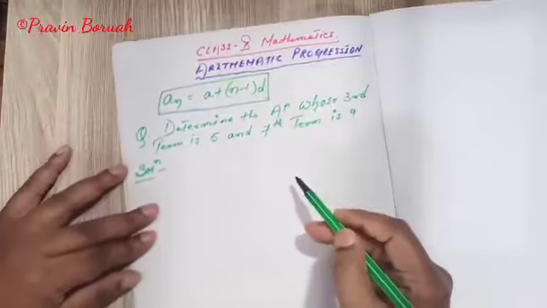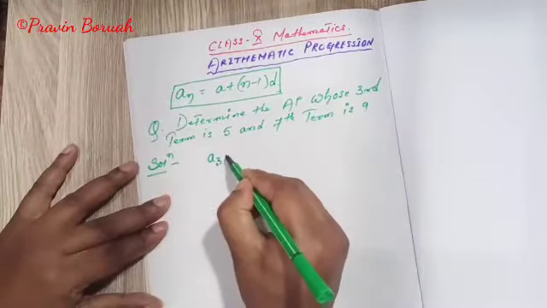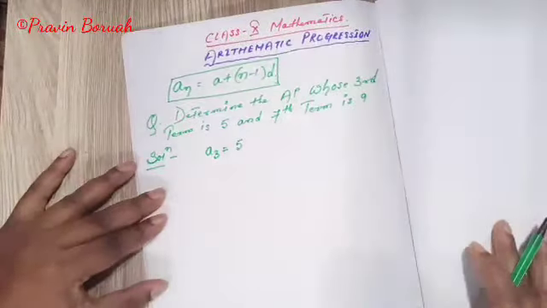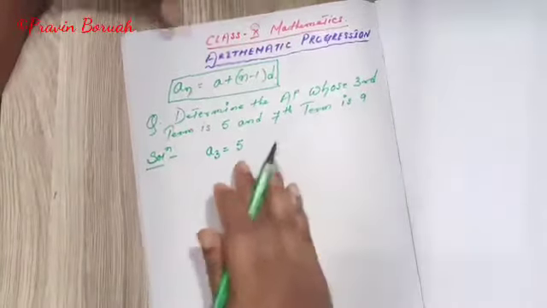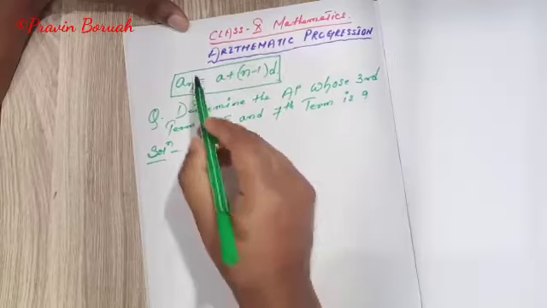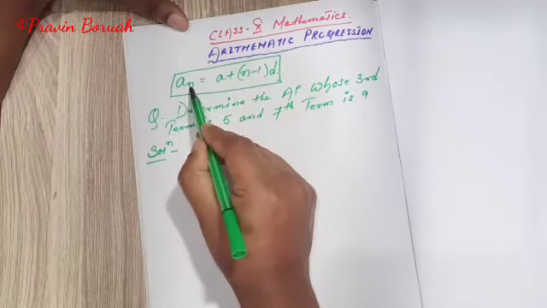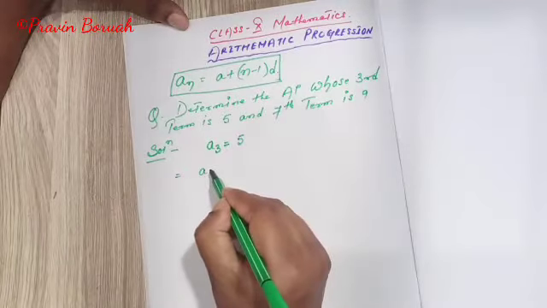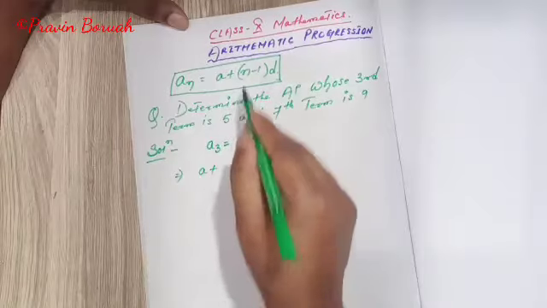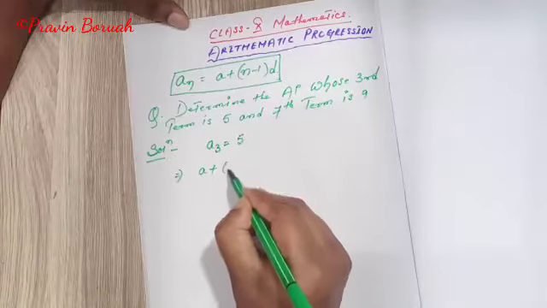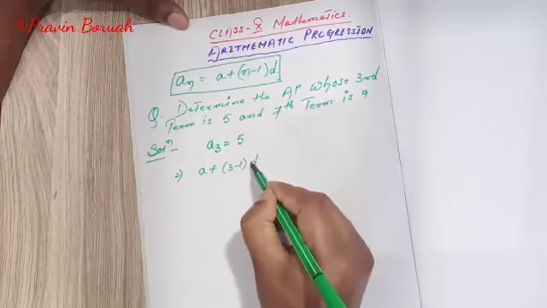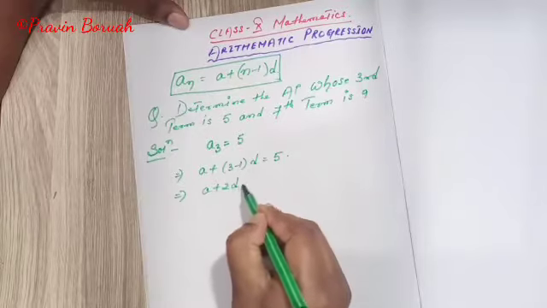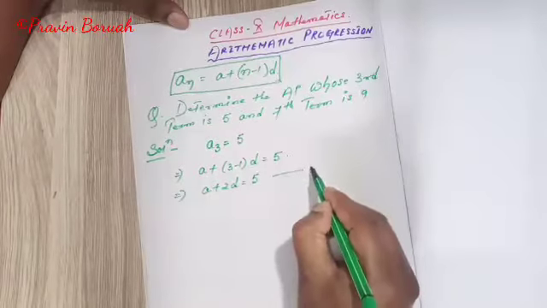Determine the AP whose third term is 5. Third term means A3. A3 is equal to 5. So how can I write this A3? You see, A3 is equal to 5, so here n is 3. The formula is a plus n minus 1 d. So A3 I can write a plus 3 minus 1 d is equal to 5. So it implies a plus 2d is equal to 5. This is equation number 1 we got.